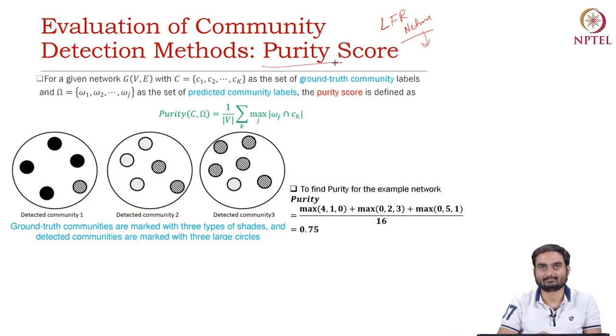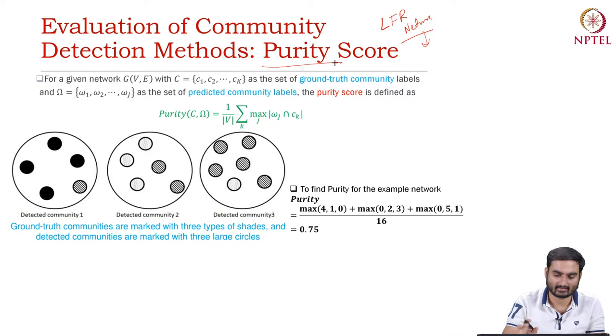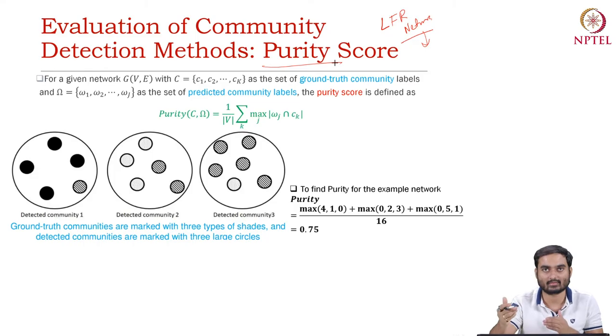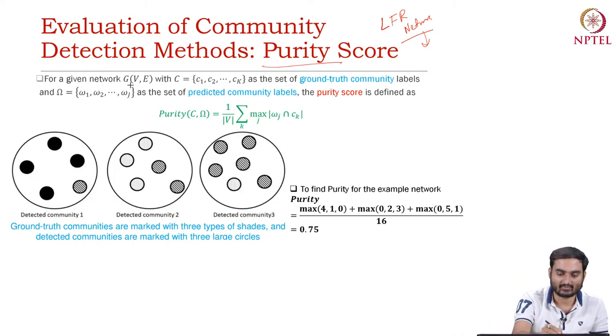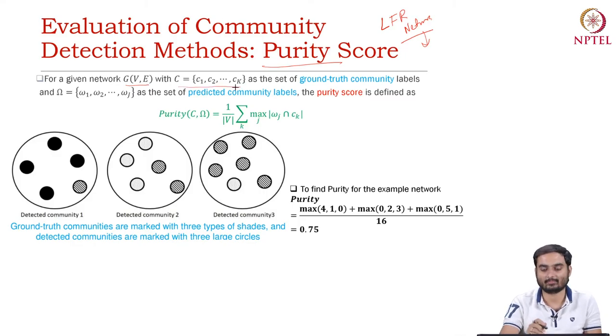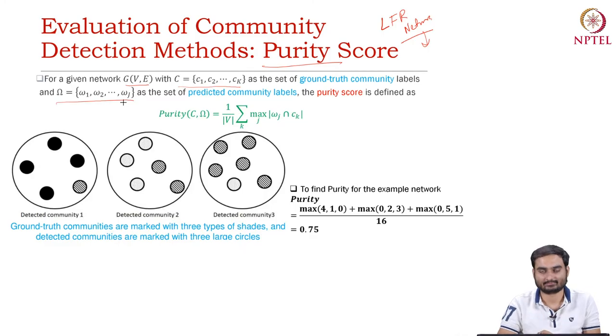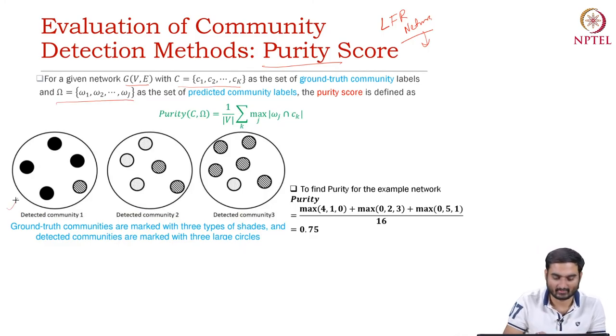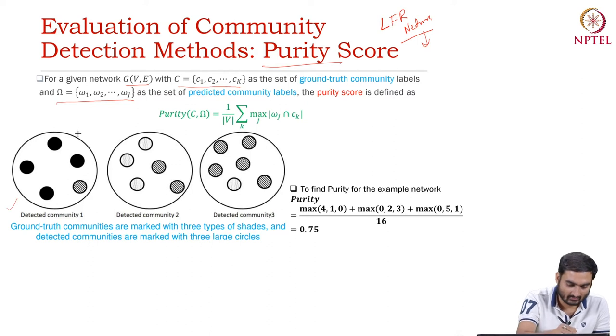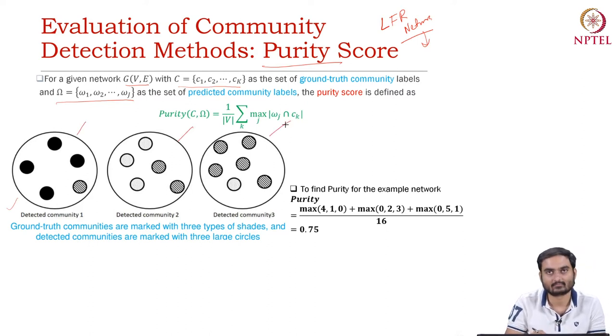So the first one is purity. Purity is a metric, and let's assume that you have two community structures. One is the ground truth community, another is the detected community. So given a graph G(V, E), your C is the ground truth community structure. You have K ground truth communities. Big omega is the detected community, where omega 1, omega 2, omega j are the detected communities. Okay, in this particular picture, you see that there are three detected communities. How many nodes are there?